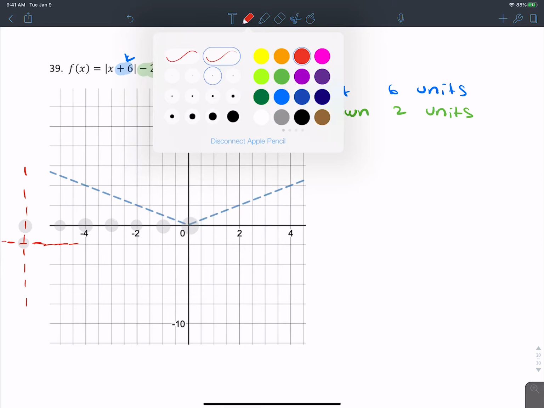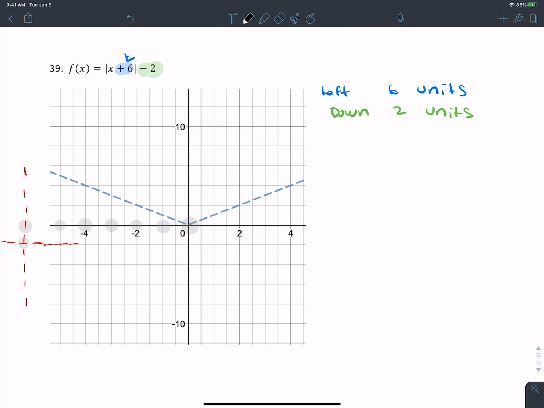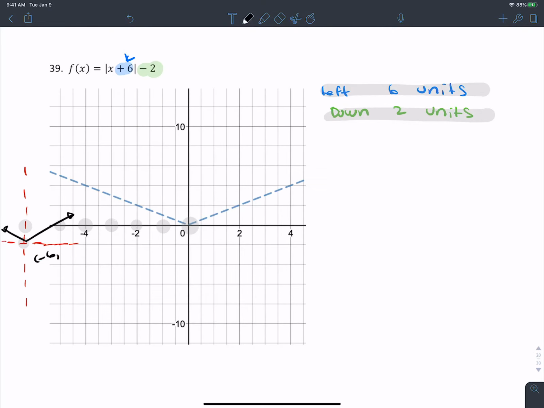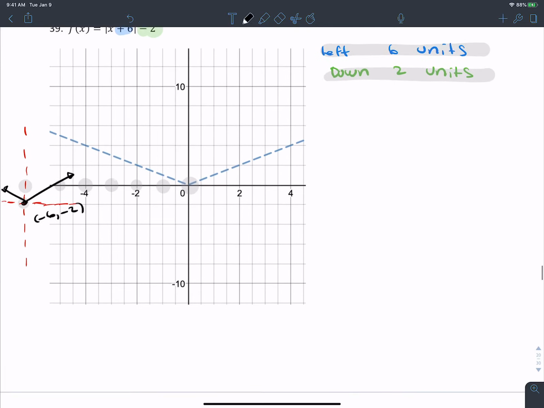And now sketch your V, I guess. Absolute value curve. And we're kind of off the charts here, but we can squeeze it in. Okay, so I move to the left here. Notice 6 units and down 2. So this is actually the location of our new address of -6, -2 for this new origin, in a sense, for your absolute value curve.